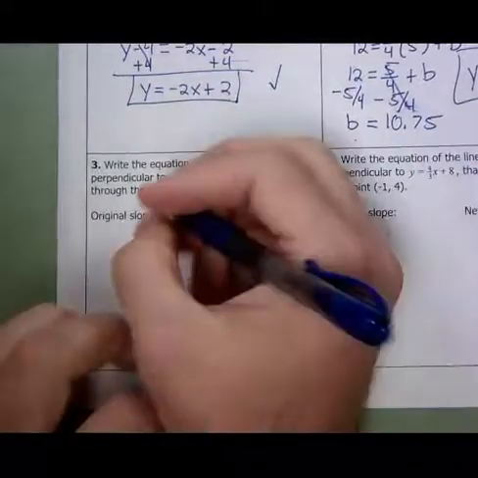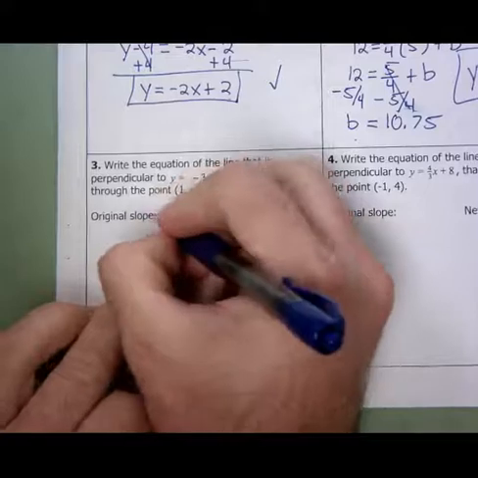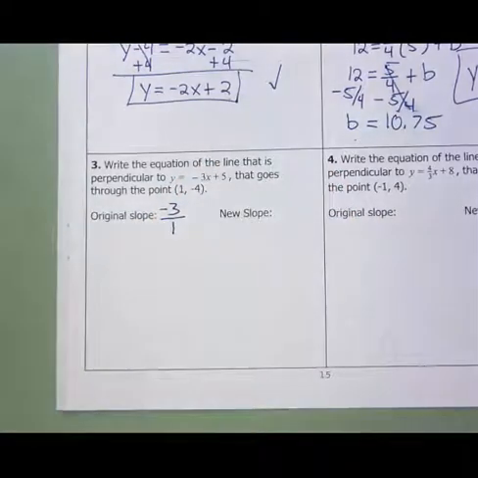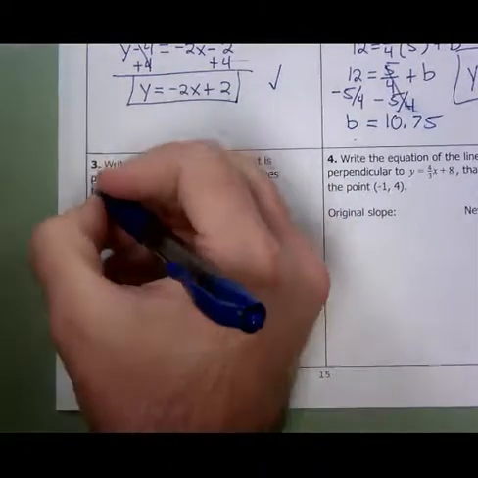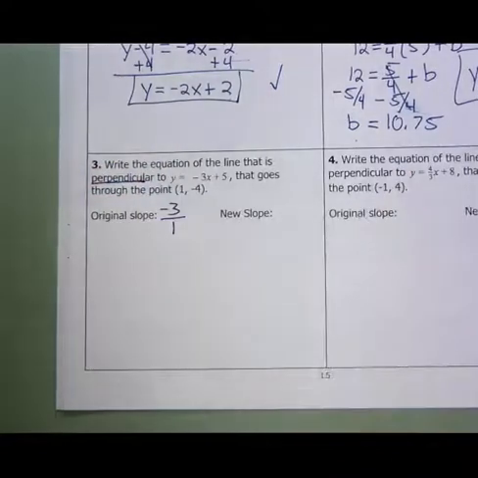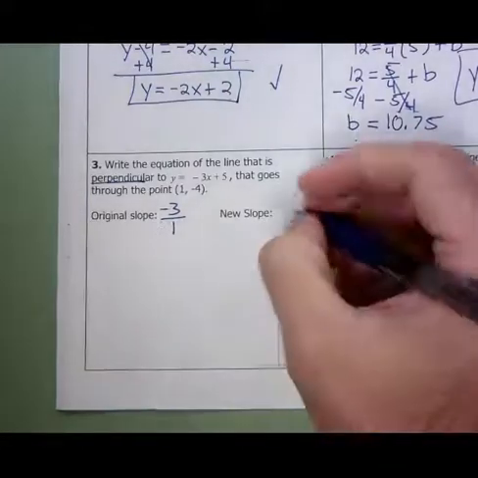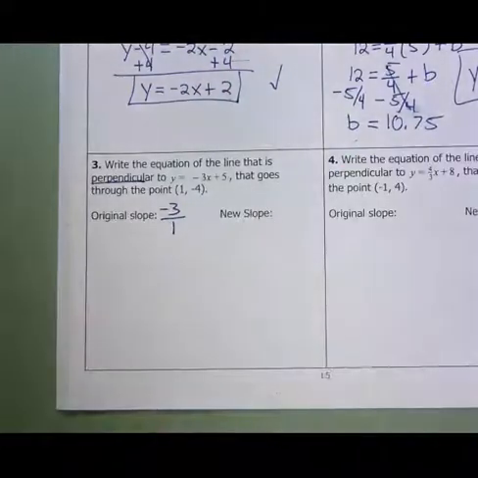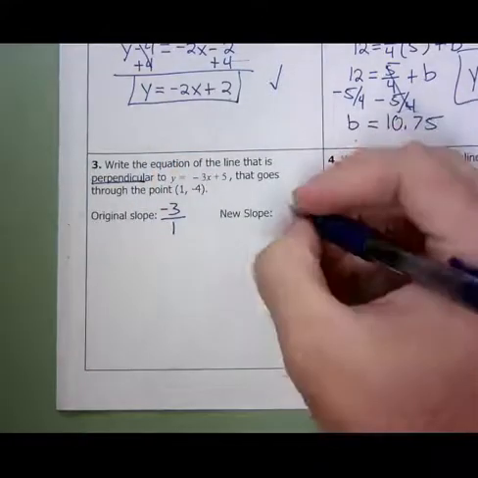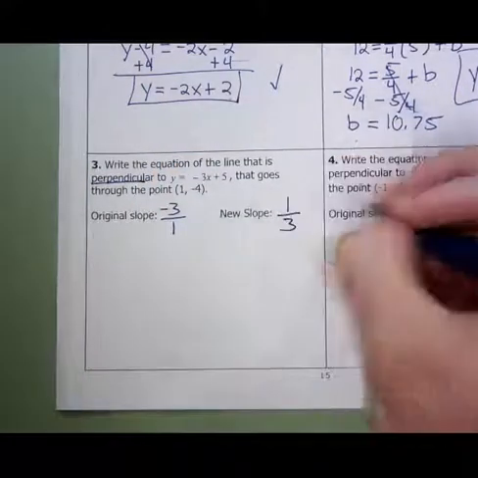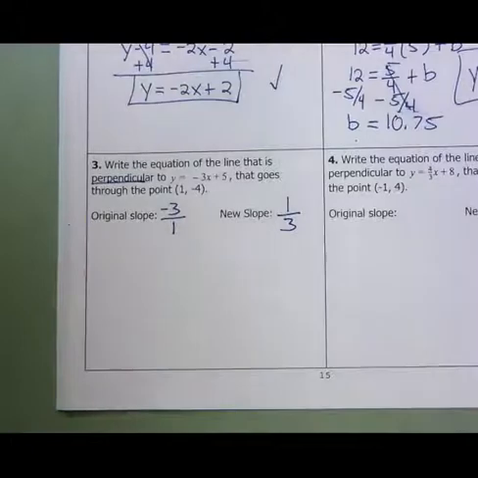Okay, so our original slope was negative 3. I like to think of it as negative 3 over 1. Now whenever we see perpendicular, that's going to mean opposite slope. So we needed to change the sign and flip the fraction. So this was a negative fraction. Now the new one will be positive. This was 3 over 1. When I flip it, it will be 1 over 3. So our new slope is 1/3.